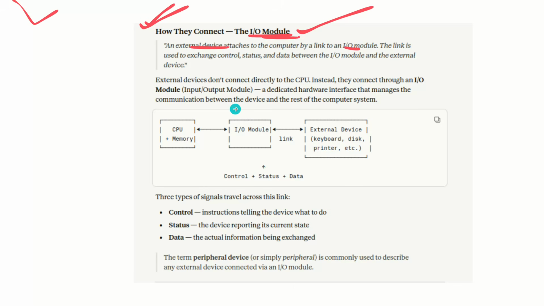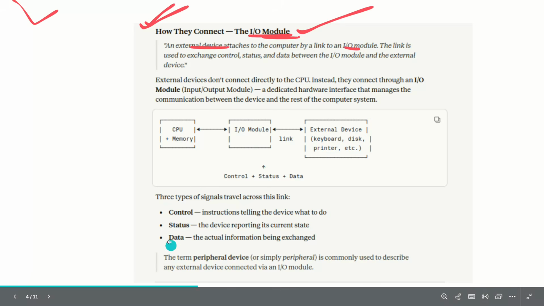Fine. So the link is used to exchange control, status and data between the IO module and external devices. Now we have to understand the three types of signals traveling across this link between the IO module and the external device. To connect external devices with the CPU, we need an input output module. The three signals that can travel across this link are the control signal, the status signal, and the data signal.